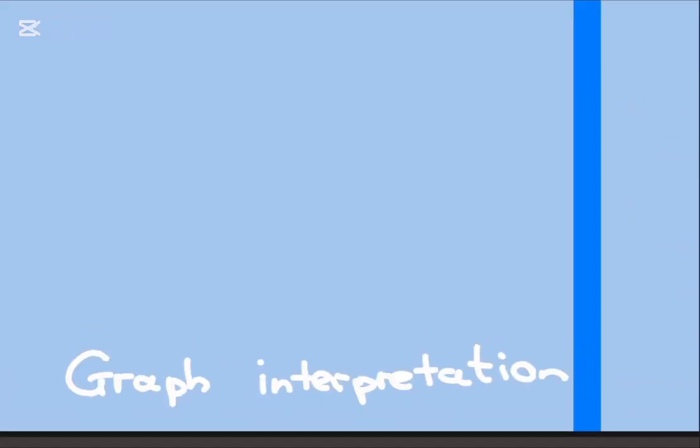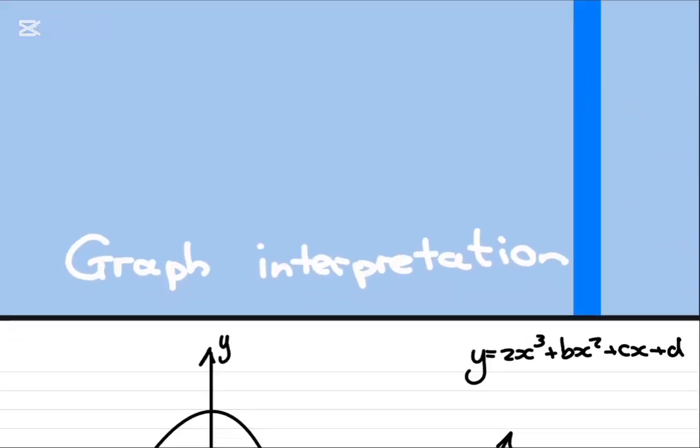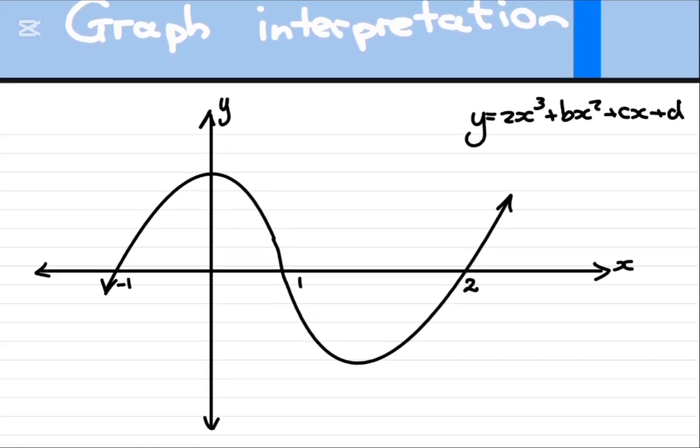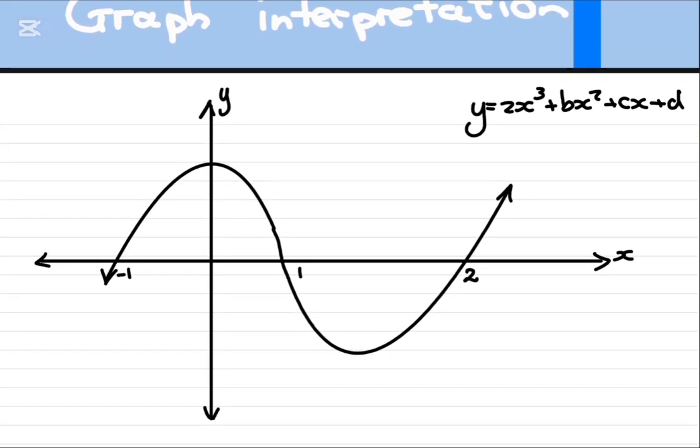So today we're starting with graph interpretations, and we're gonna go straight to polynomial functions. I've got a polynomial function here, and let's call this case one or scenario one. In this scenario, I've been given three x-intercepts. So the only thing I need to determine is these unknowns, like the b, the c, and the d.